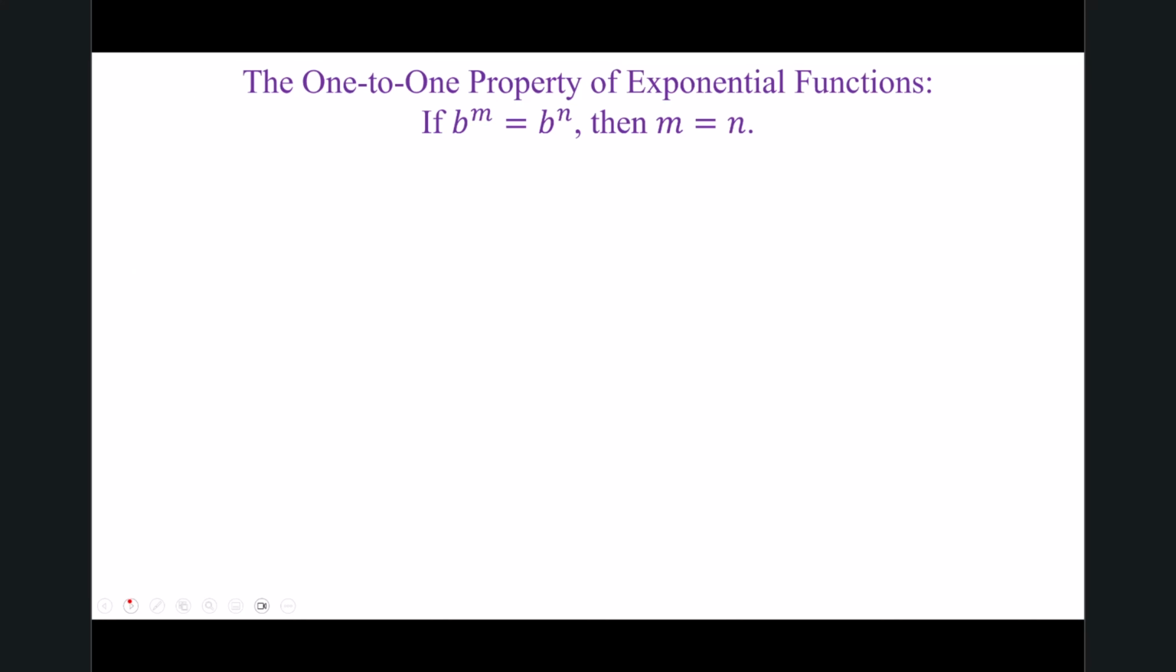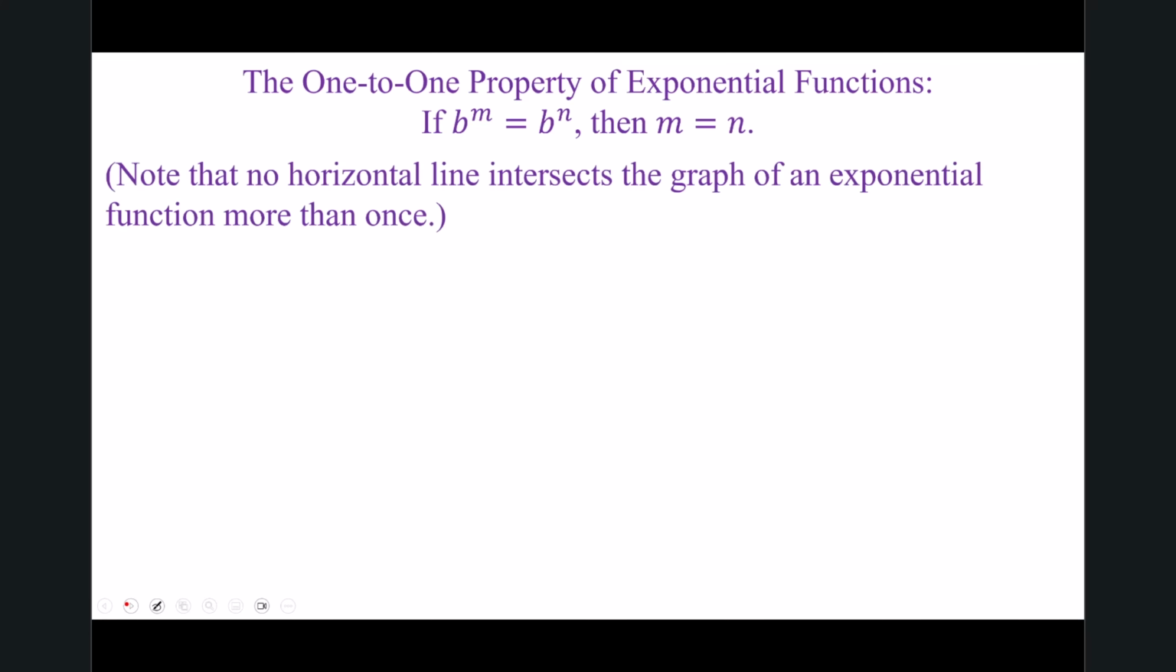The one-to-one property of exponential functions says that if we have b to the m equals b to the n, then m equals n. So if we have the same base, b to some power equals b to some power, then those two powers have to be equal to each other. Notice that no horizontal line intersects the graph of an exponential function more than once. So an exponential function is one-to-one, which is why this property holds.